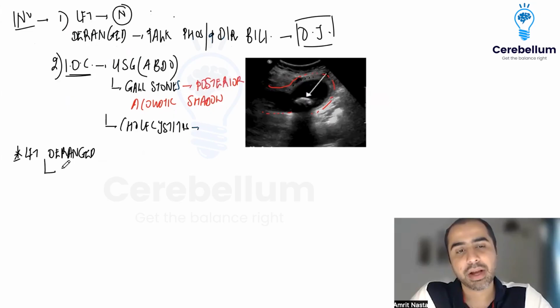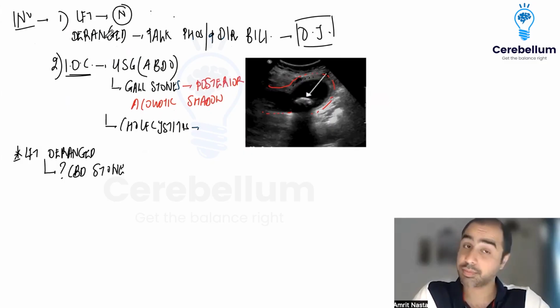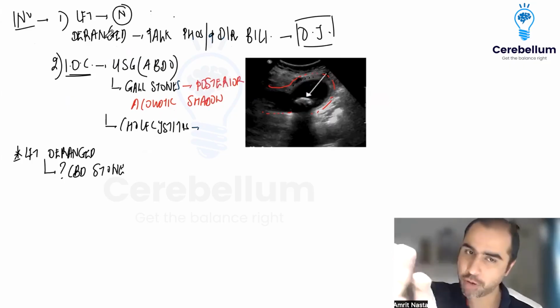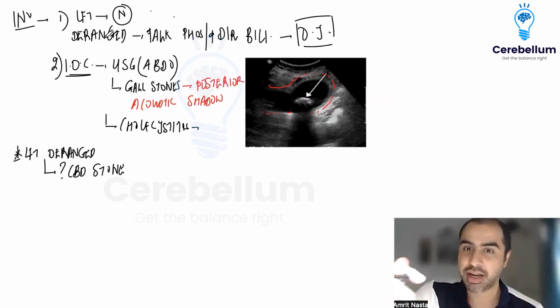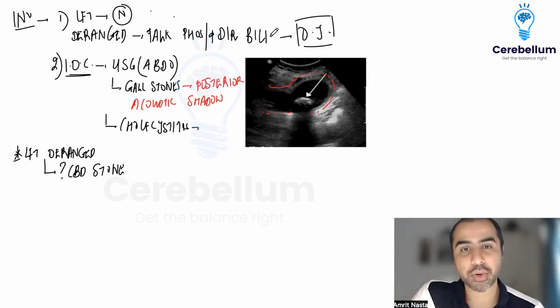If the LFT is deranged and I'm thinking he has CBD stones, then what should I do? What is the next step? Normally, for gallstone, ultrasound is enough. But if LFT is deranged and I want to be sure, brother, whether there is a stone in the CBD, then what should I do? Then the next step is going to be MRCP.